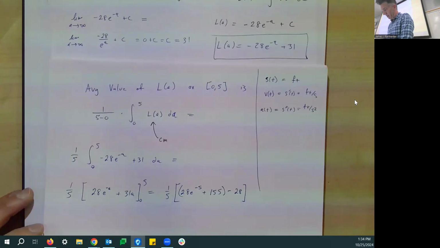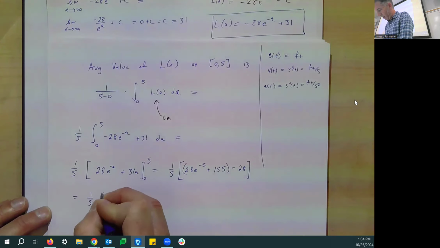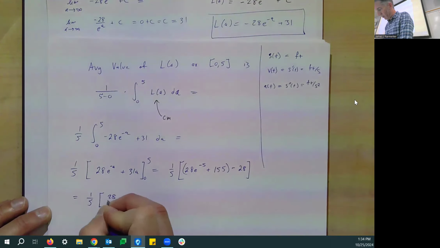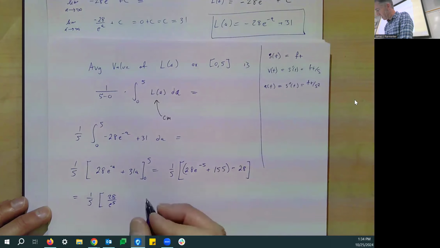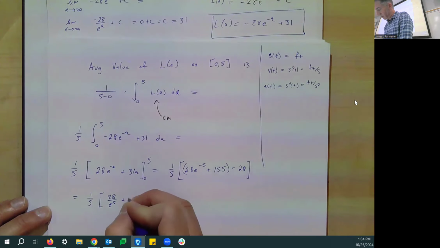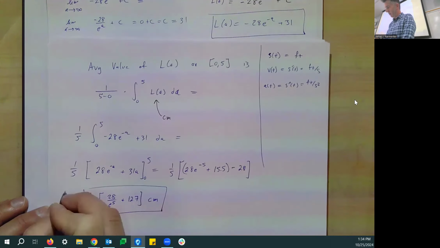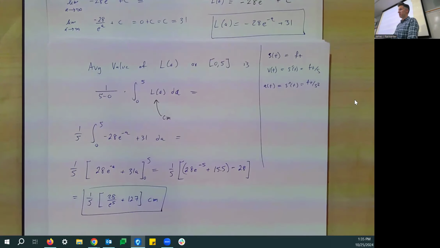And if you wanted to simplify this a tiny bit, the only thing I would really do is write it as 1/5 times 28. I like 28 over e to the fifth, it's just my preference. And then 155 minus 28 is 127 centimeters. Whatever that terrible number is. Cool.